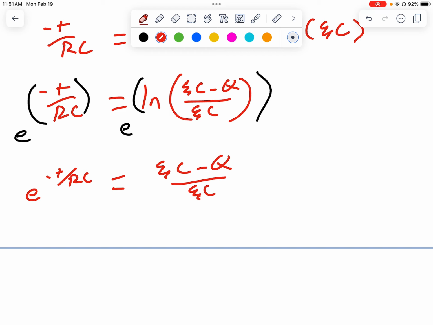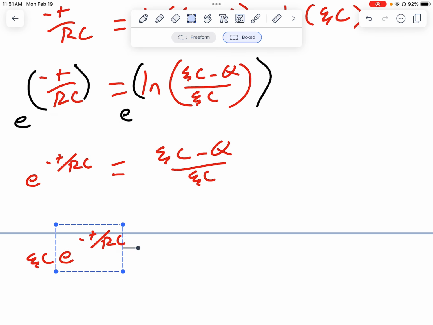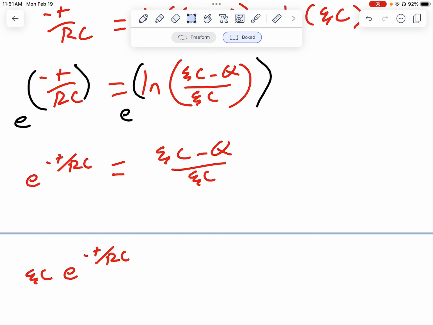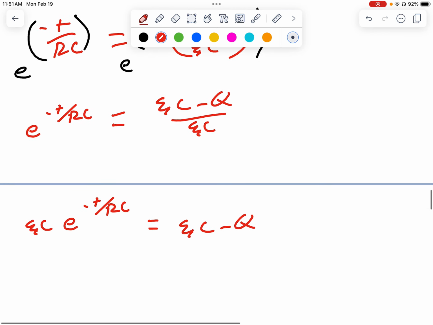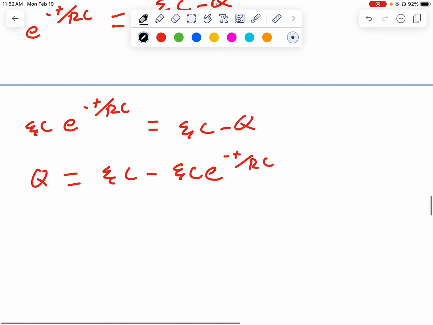All right, getting closer. So let's move the denominator, that epsilon c, over. So we get epsilon c times e to the negative t over rc is equal to this. Then let's flip-flop the left and the right. So let's move the q over to the left-hand side, and then we'll leave the epsilon c, and we're just subtracting over the epsilon c e to the negative t over rc.